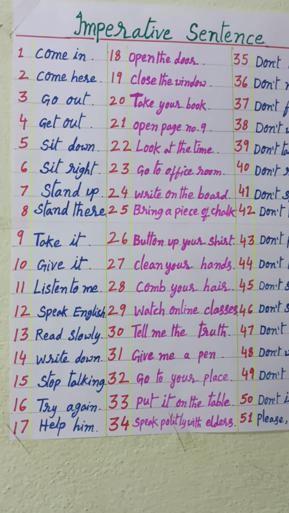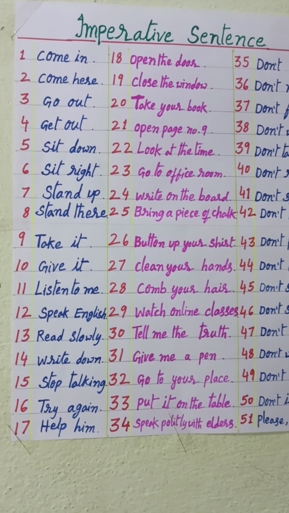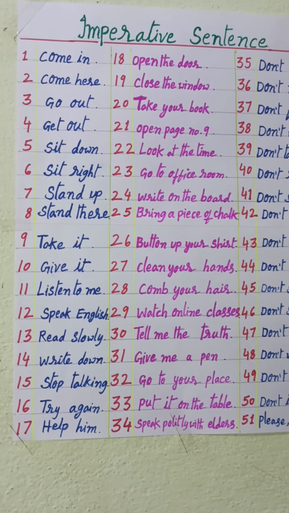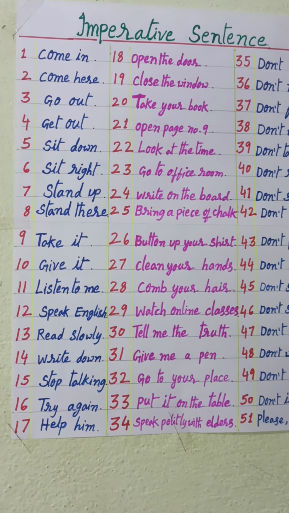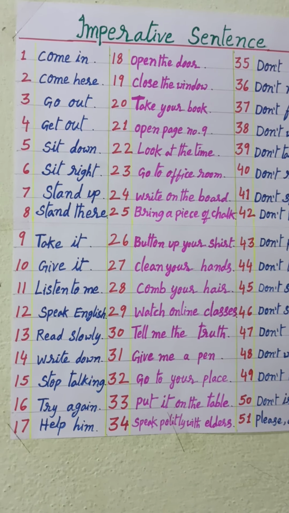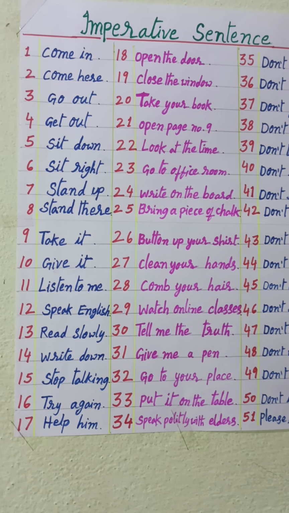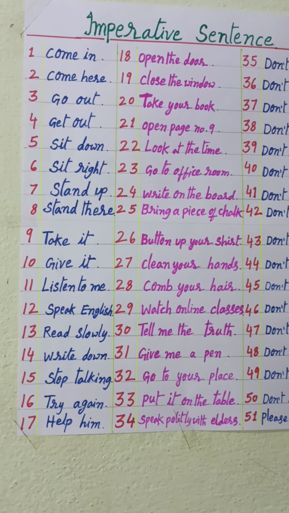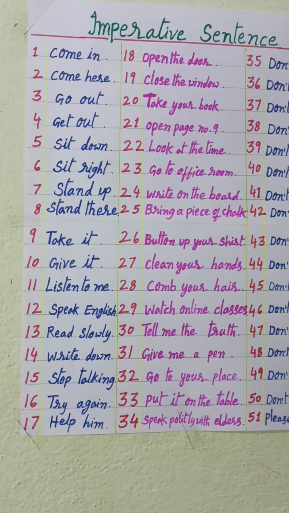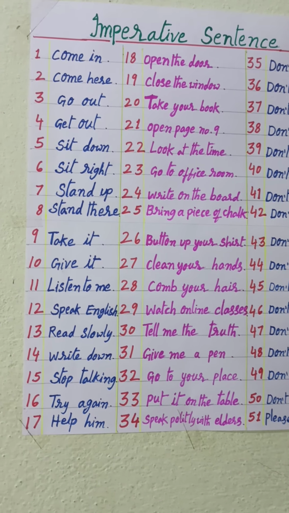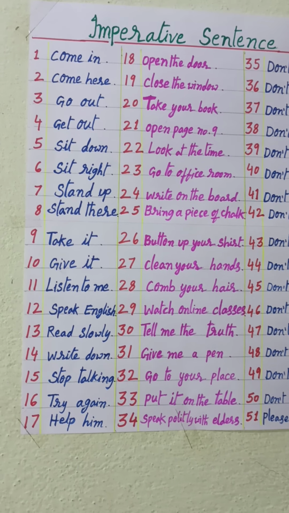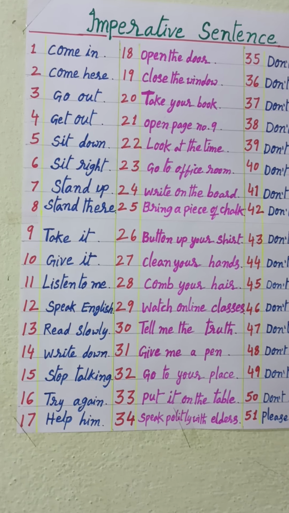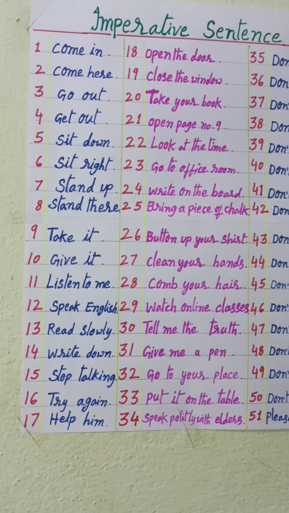Come here. Second, third, go out. Fourth, get out. These two are same meaning, but go out is just polite, get out is not polite. Fifth, sit down. Sixth, sit right. Seventh, stand up.